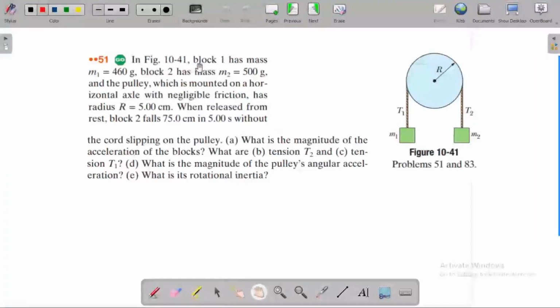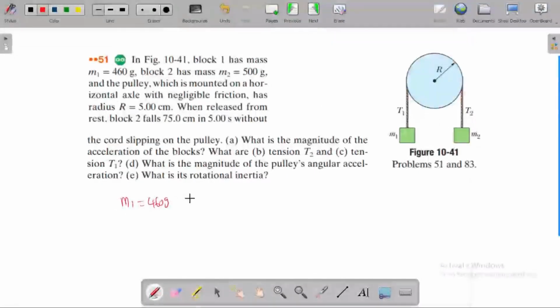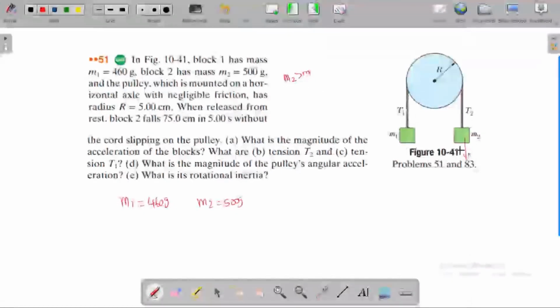In the figure, block 1 has a mass of 460 grams and block 2 has a mass of 500 grams. So block 2's mass is greater than block 1's mass, so this block moves in the downward direction and the other moves upward. Here the acceleration is downward and here the acceleration is upward. So this is the condition right now.